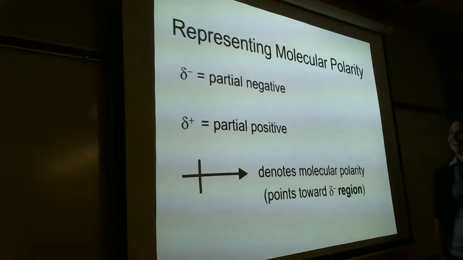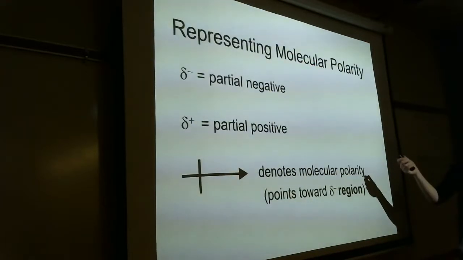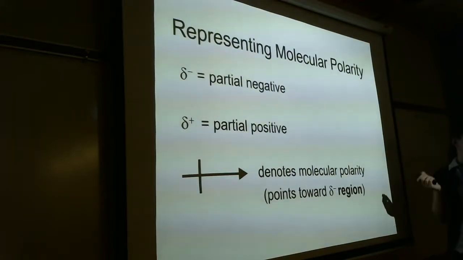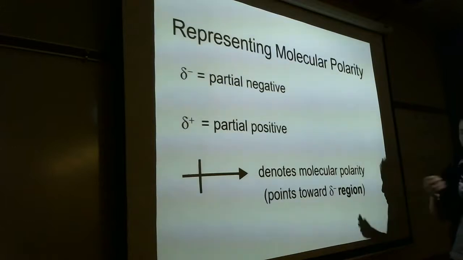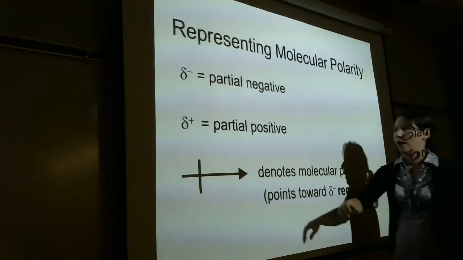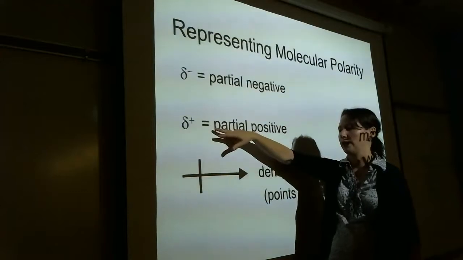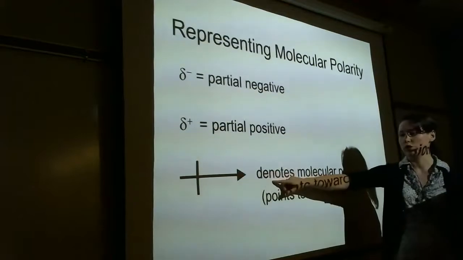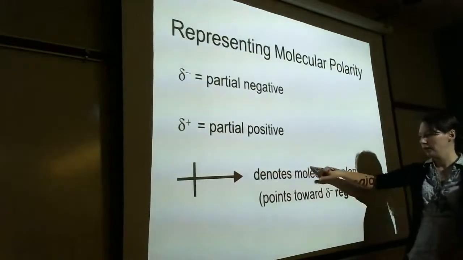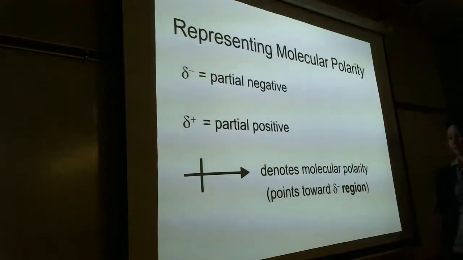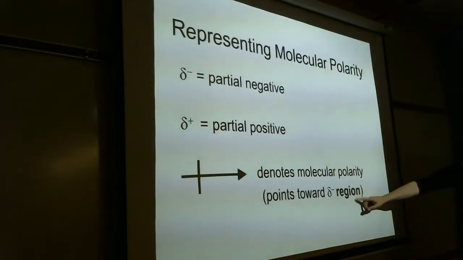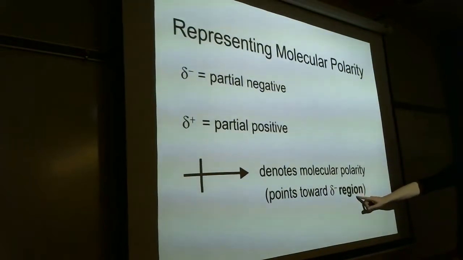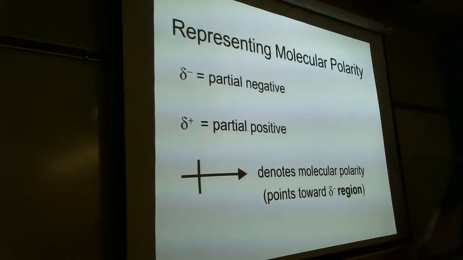Just like when we represented bond polarity, we use this little notation. We're going to do the exact same thing with a molecule, except now it's on a bigger scale. You're only going to have one partial negative region and one partial positive region. We're looking at the molecule as a whole, and the arrow will point towards the negative region, just like the plus end of the arrow. Region is the key word versus atom. In bond polarity, we were pointing towards the negative atom. Now in molecular polarity, we're pointing towards the negative region.